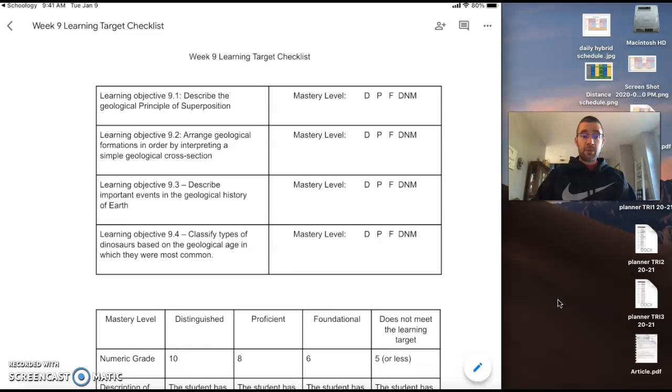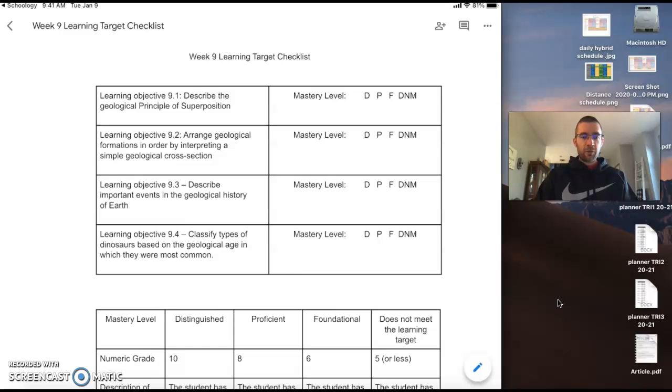9.3, describe important events in geologic history of Earth. And that's what we're doing on Tuesday, looking at all of geologic time as far as life goes and figuring out what happened as far as new things branching off the tree of life. We talked about that last week. And then cutting branches due to huge mass extinctions and stuff like that.